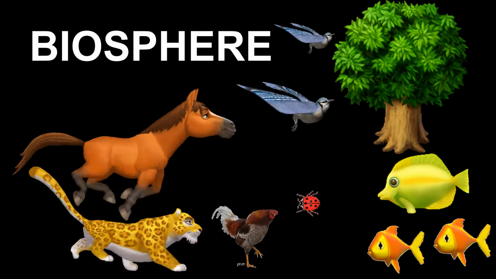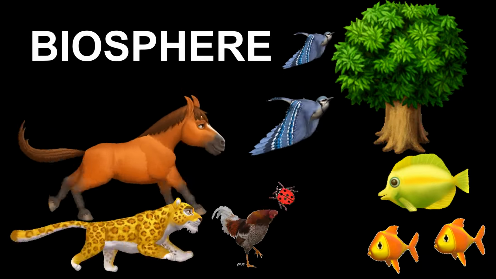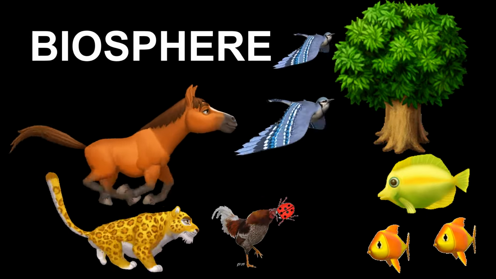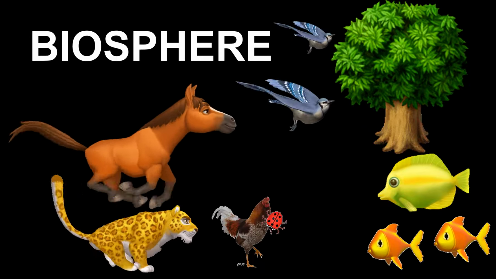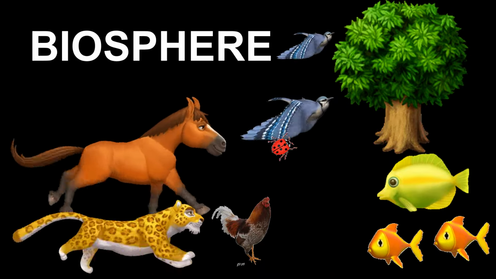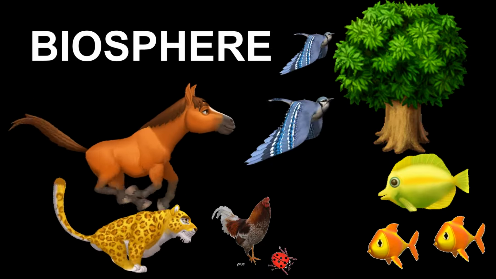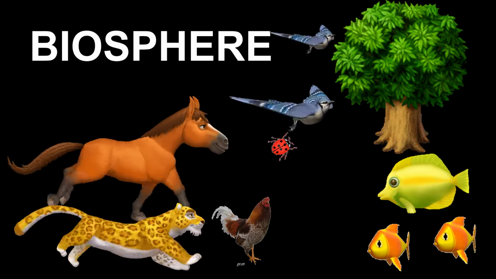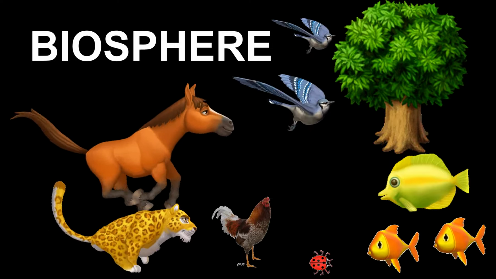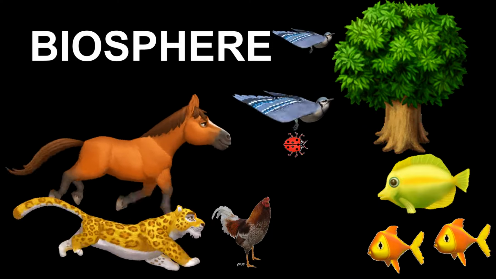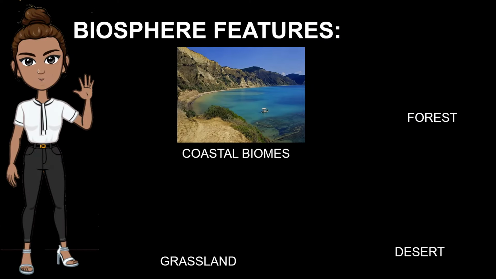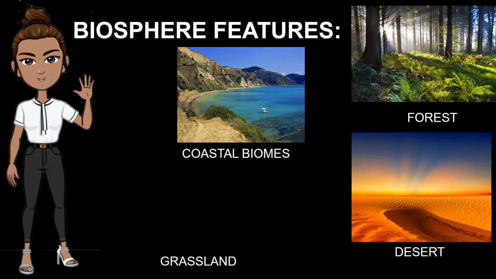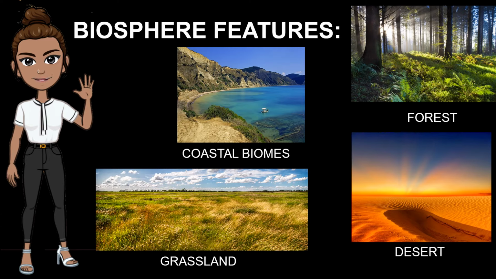The atmosphere is filled with life in the form of the Philippine eagle, monarch butterfly, vampire bat, peregrine falcons, and some flying insects. The hydrosphere is teeming with life as well, just like the blue whale, the orca, the starfish, and the sea cow. In fact, most of the organisms on Earth are found in water. The features of the biosphere are coastal biomes, forests, deserts, grasslands, and other ecosystems.